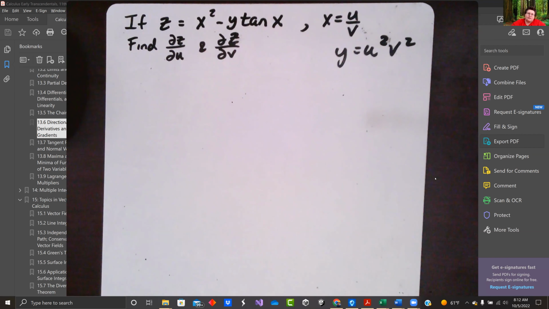This section is on the chain rule for multivariable functions. Here's a little warm-up for you.